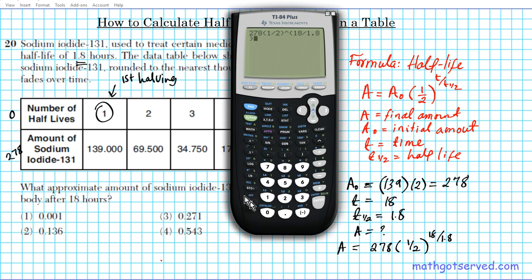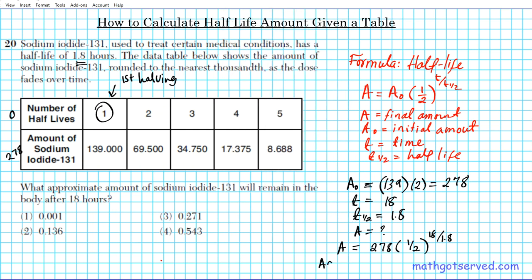Press enter. We get 0.271, rounded to the third decimal place. So the amount left is approximately 0.271. The answer to question number 20 is option number 3.